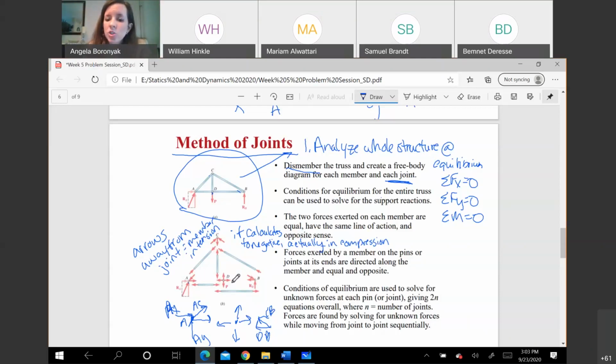You then get equations at each joint. Technically, you're doing your same equilibrium equations, but analyzed at each joint like a separate body. It's just that when you're only at a single joint, your moment equation doesn't matter because all of your forces are going through the same point. So you're really just summing up forces in X and Y, as we'll see.